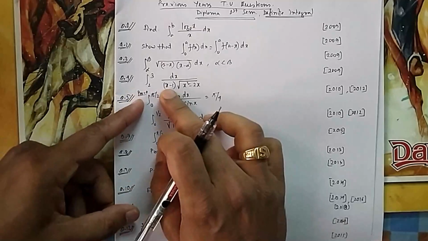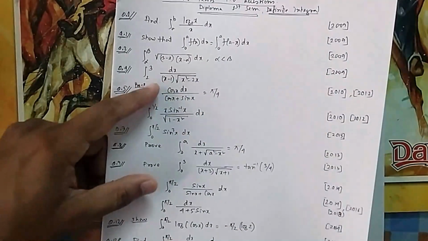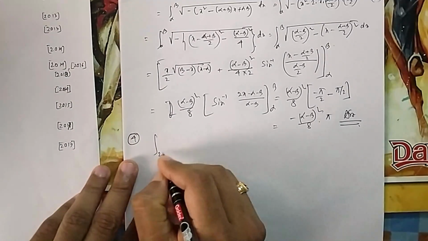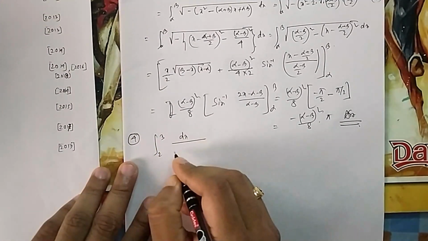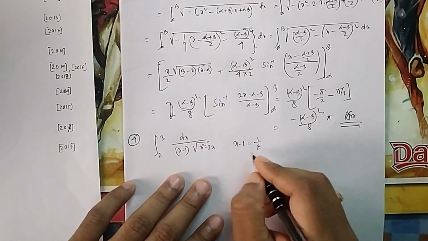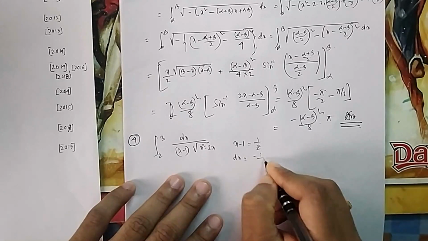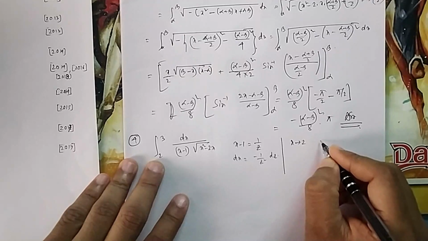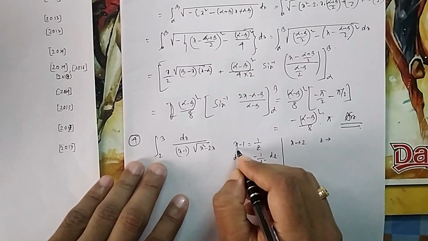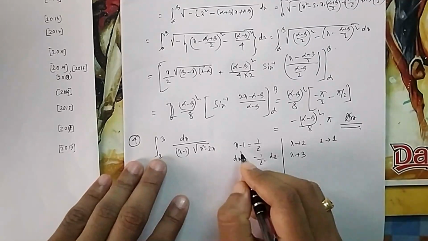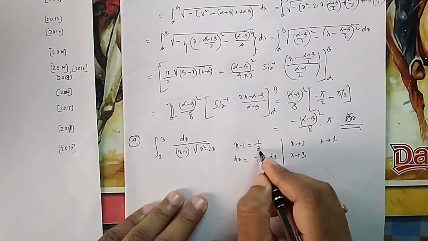Next, for question number 4, integral from 2 to 3 of dx by (x minus 1) under root (x square minus 2x). So it is linear under root quadratic. For this one I have explained to you, we take the linear one as 1 by z. So you take x minus 1 is equal to 1 by z, or 1 by t, whatever. So your dx will be equal to minus 1 by z square dz, and accordingly you have to change the limit also. If x is 2, then 2 minus 1 is 1, so z will go to 1. If x is 3, then 3 minus 1 is 2, so z will go to 1 by 2.